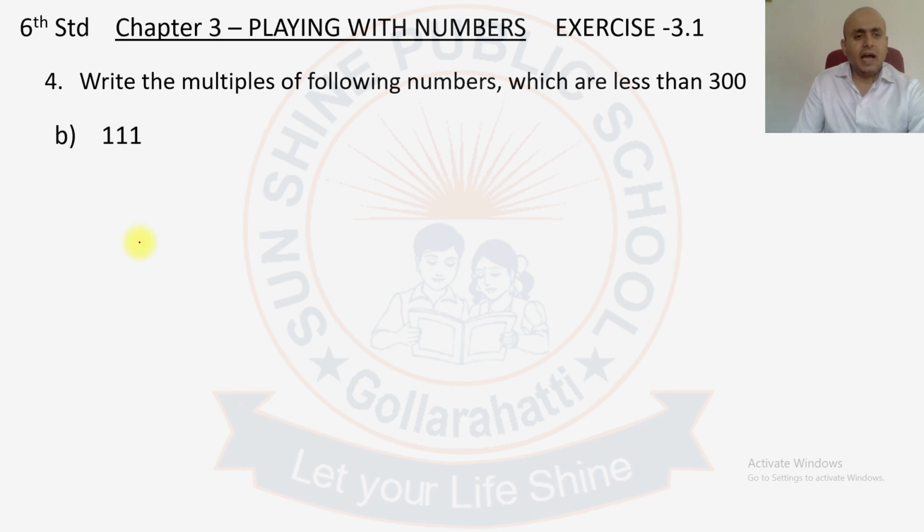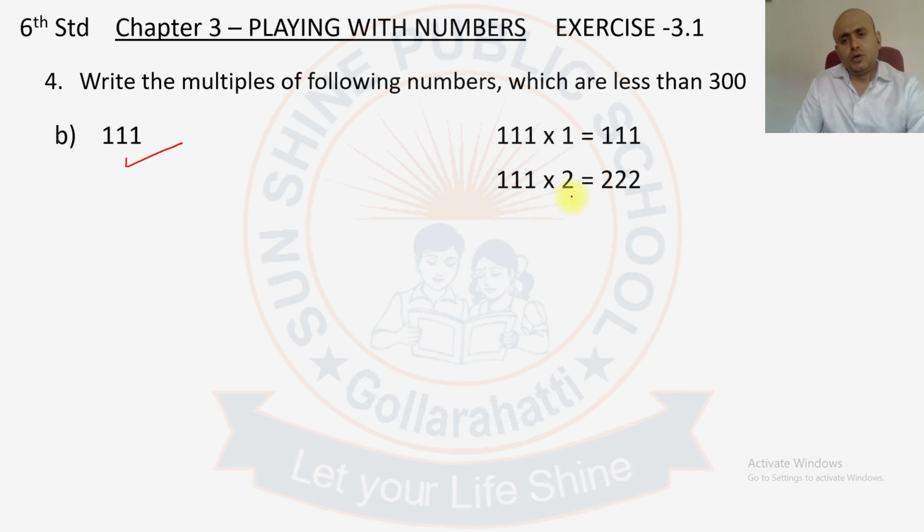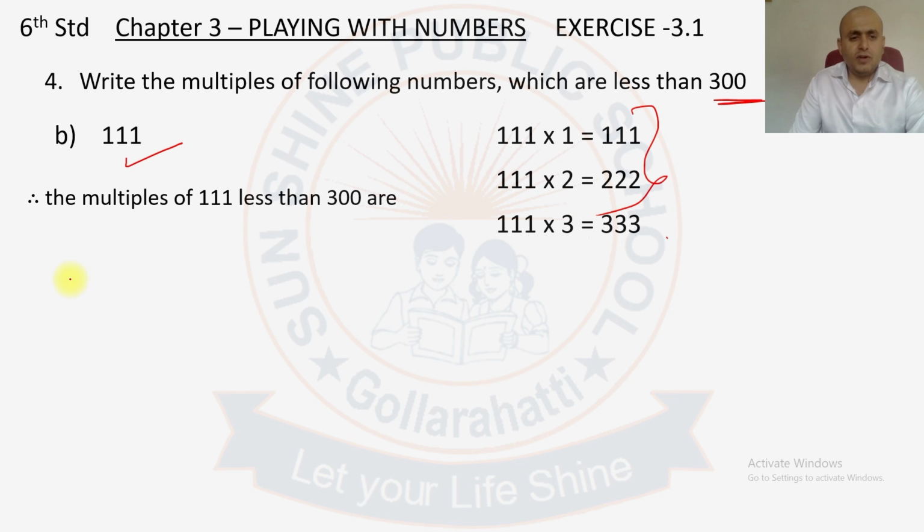Next question, 111. We have to find the multiples of 111 that are less than 300. 111 into 1 is 111, 111 into 2 is 222, 111 into 3 is 333. Since they asked for less than 300, we will get only 2 multiples. Therefore the multiples of 111 less than 300 are 111 and 222.